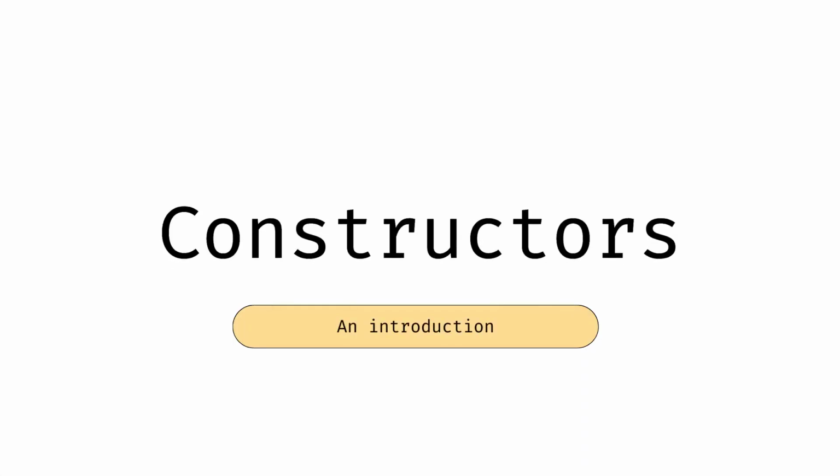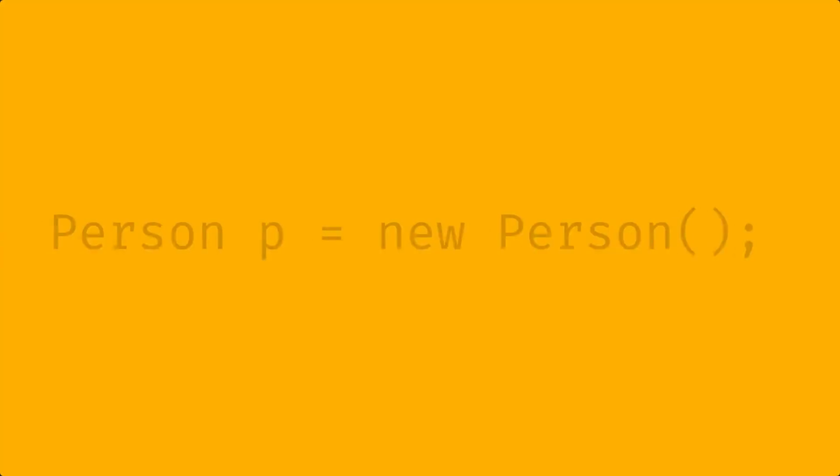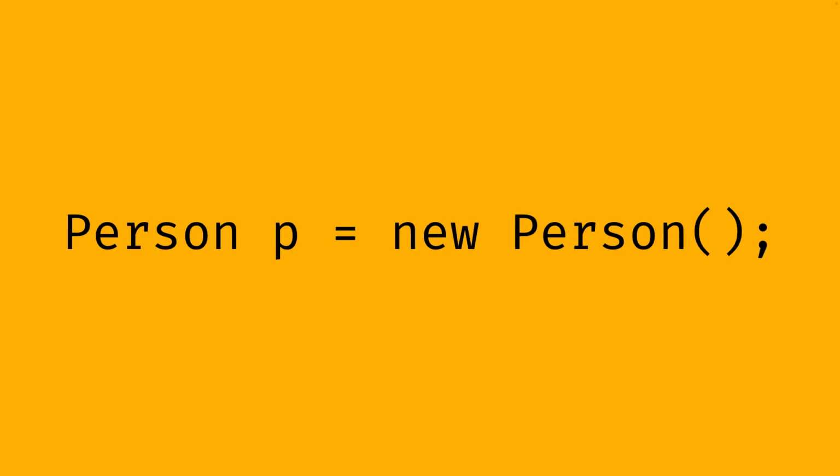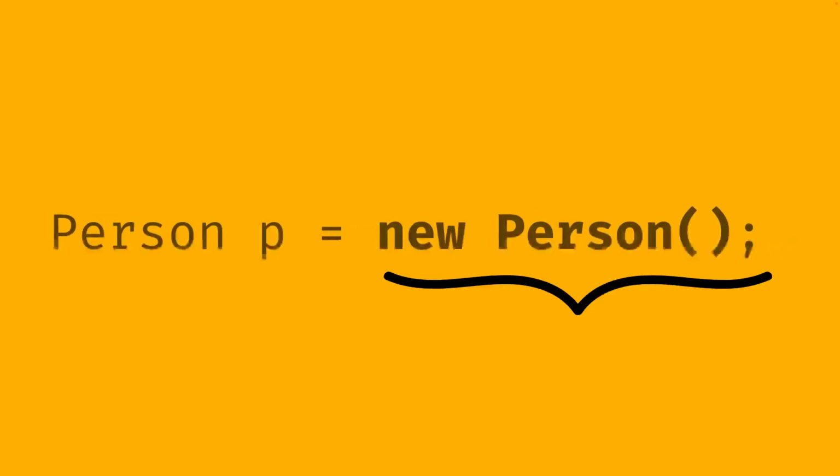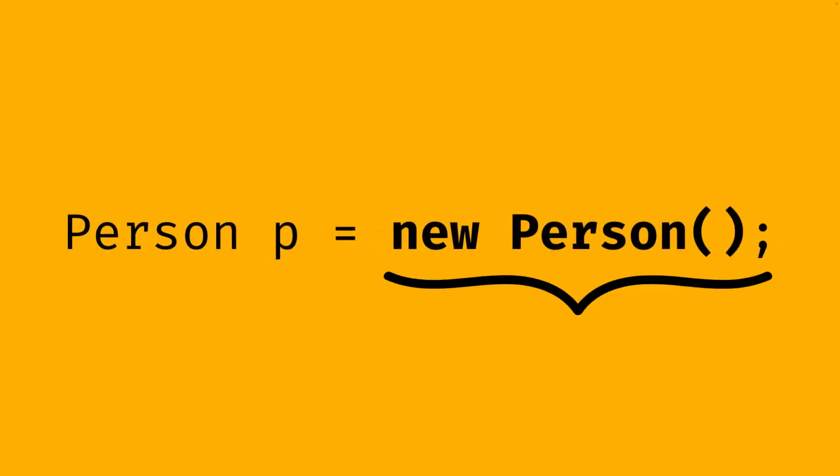When we create objects, we use the constructor to do so. We've actually seen them already, at least sort of. When we were creating new objects, we did it, for example, like this: p = new Person(). Here we are actually calling the constructor of the Person class.